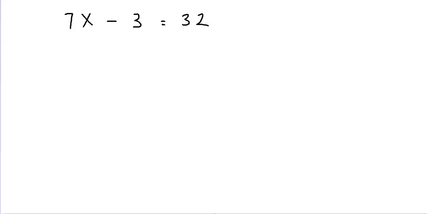The first step is we need to remove the number that is added or subtracted to our variable. So we see that 3 is subtracted from 7x. So first of all, we'll have to eliminate this 3 from here. And remember that when we solve the equation, we always do the opposite operation or the inverse operation. So opposite of subtracting 3 will be adding 3. So I'm going to add 3 here.